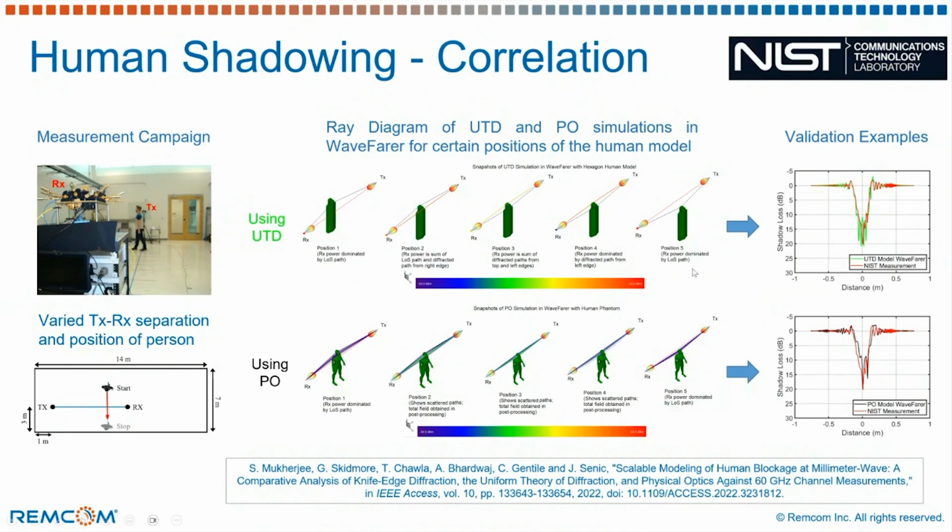Human shadowing in correlation with the utilization of knife edge models, UTD, uniform theory of diffraction, for a use case where a user is walking between a transmitter and a receiver, is done at a fundamental level to prove out the validation of both the uniform theory of diffraction and physical optics, where the representation of UTD really happens in a simplified representation of the human body, potentially without legs, since in this case, most of the energy is passing through the head or around the chest.